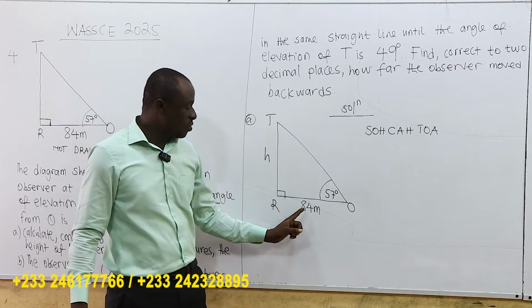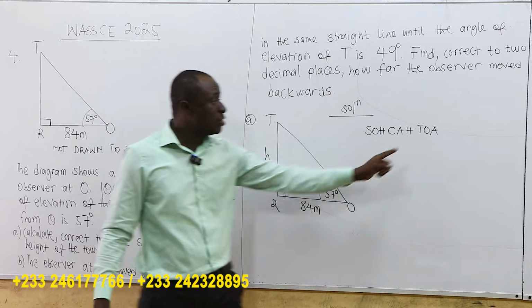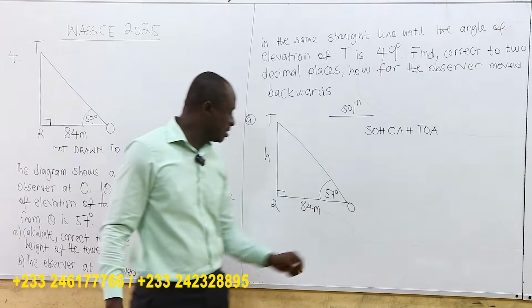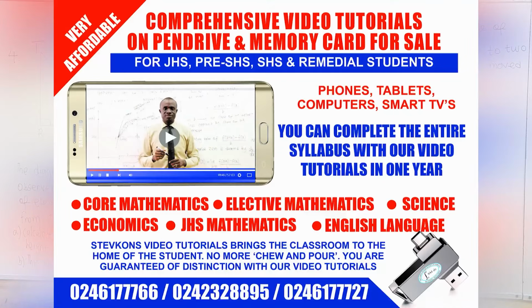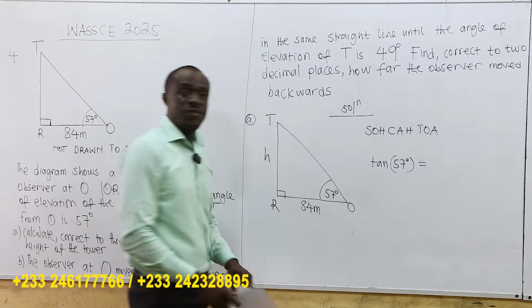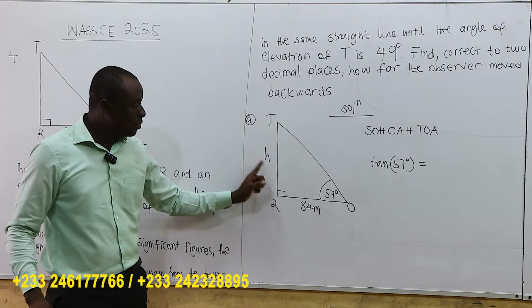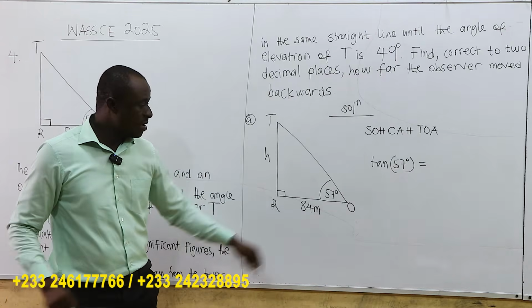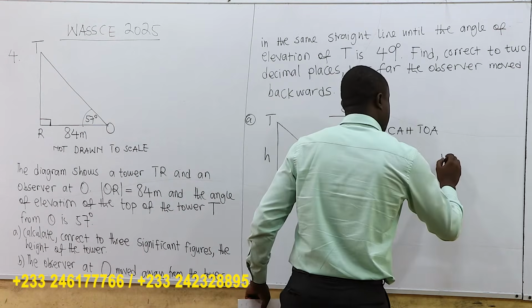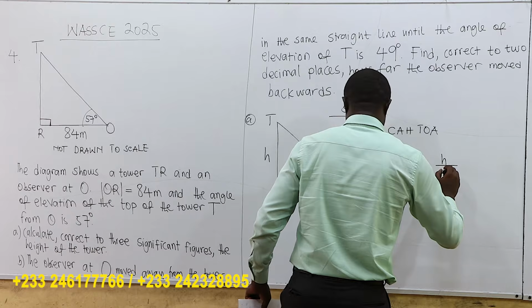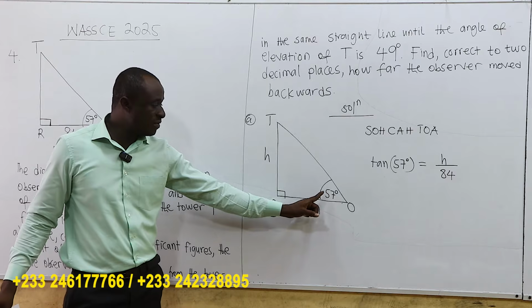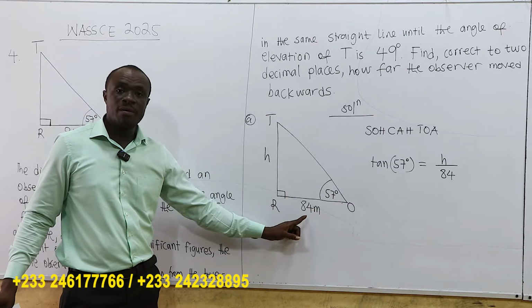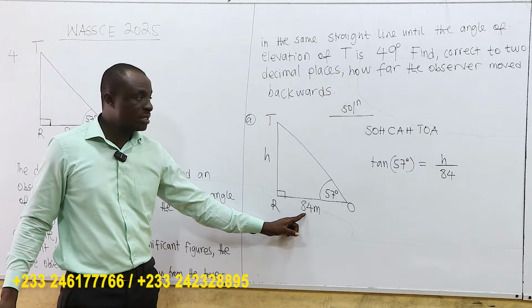Cosine is adjacent over hypotenuse. We know the adjacent, but we don't know the hypotenuse. But tangent is opposite over adjacent. So we can use tan. Now what is the angle? That's tan 57 degrees. Tan is opposite over adjacent, so that is H over 84.